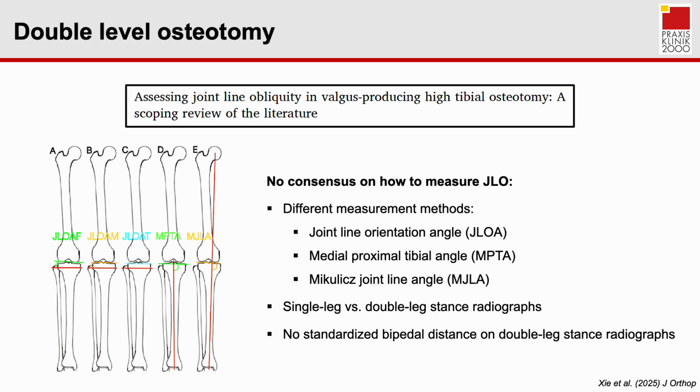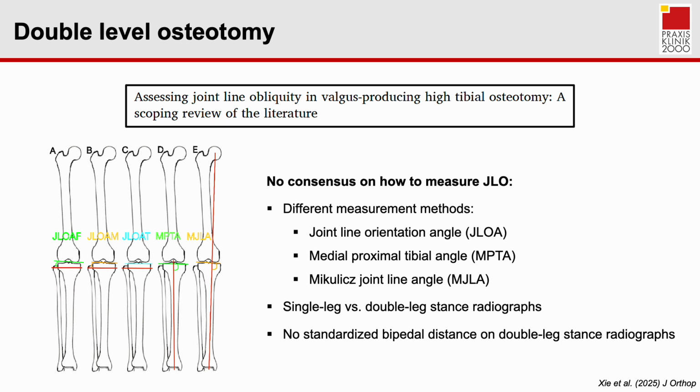Unfortunately, joint line obliquity is not very well defined. One problem is that no consensus exists on how to measure joint line obliquity. Different measurement methods have been described. The most commonly used method is the joint line orientation angle, which is the angle between the joint line and the floor. Another common method is the medial proximal tibial angle, but this angle does not change with posture and does not reflect the true joint orientation.